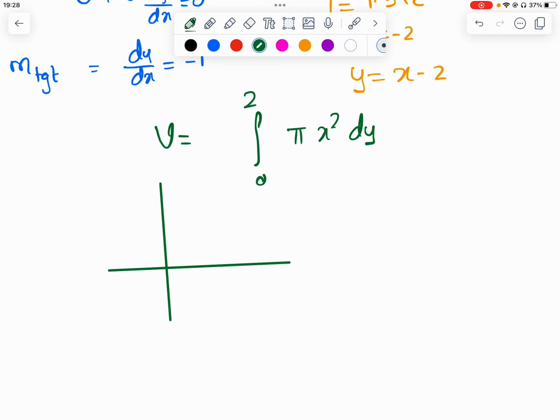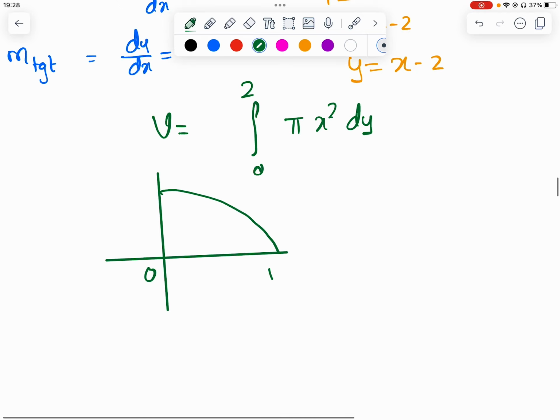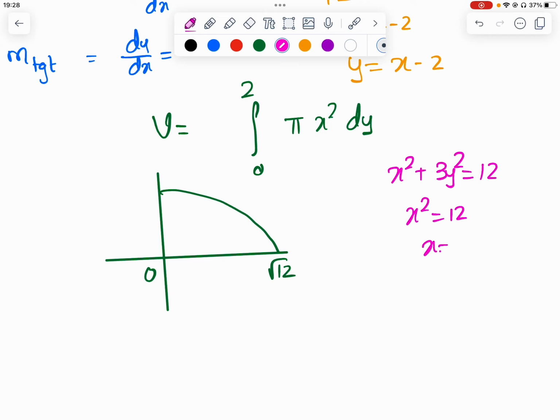This is the easiest method, pi x square dy, whenever it is rotated along the y-axis, because this will be the graph from 0, and you need to know this point. How do I know that point? This point is root 12. How do I get that root 12? We know that x square plus 3y square equals to 12. So y is 0, so x square equals to 12. X equals to root 12. This part is rotated along the y-axis.